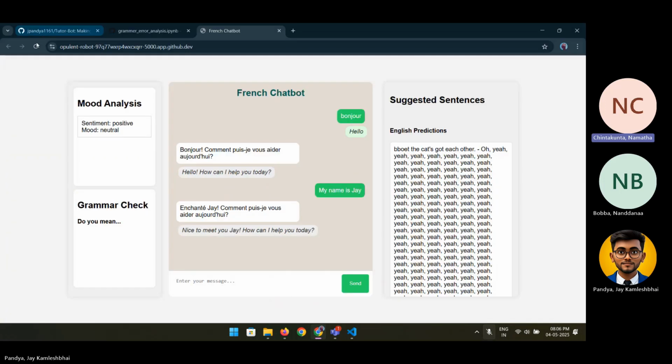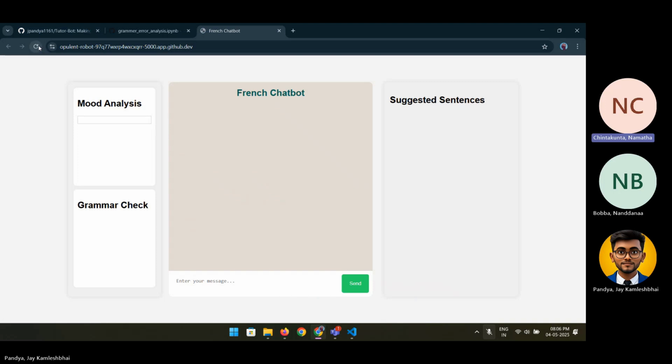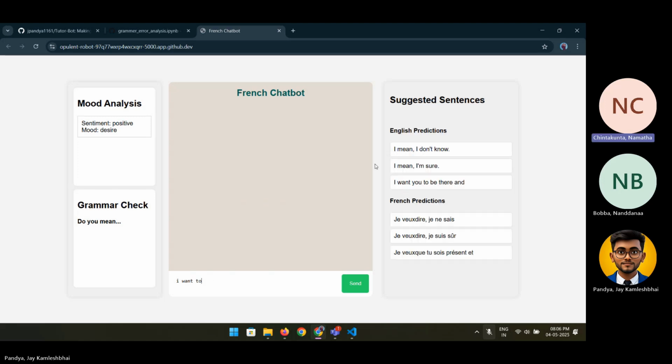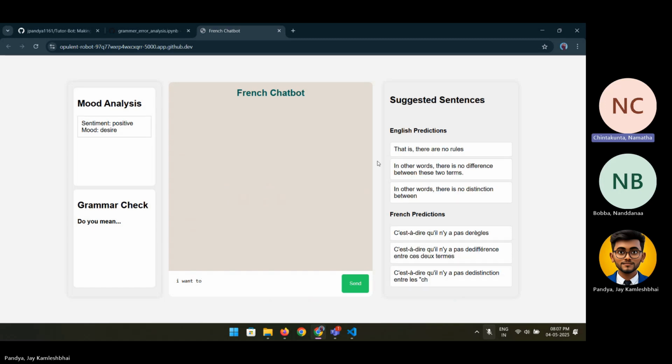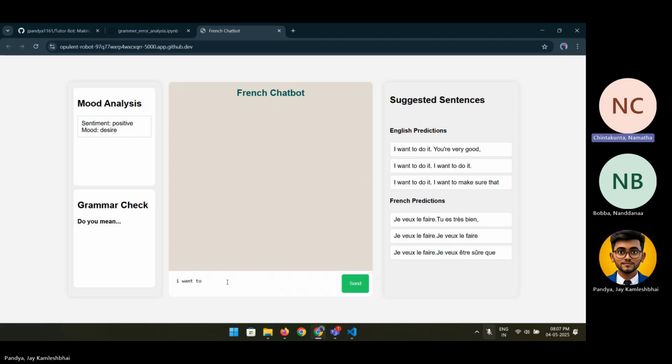As we can see in the interface, when you enter something like "I want to", you can see the suggested sentences after a time. It takes time because it takes a count of almost 5 tokens, so it consumes time for generating the predictions. As you can see, the predictions are over here.